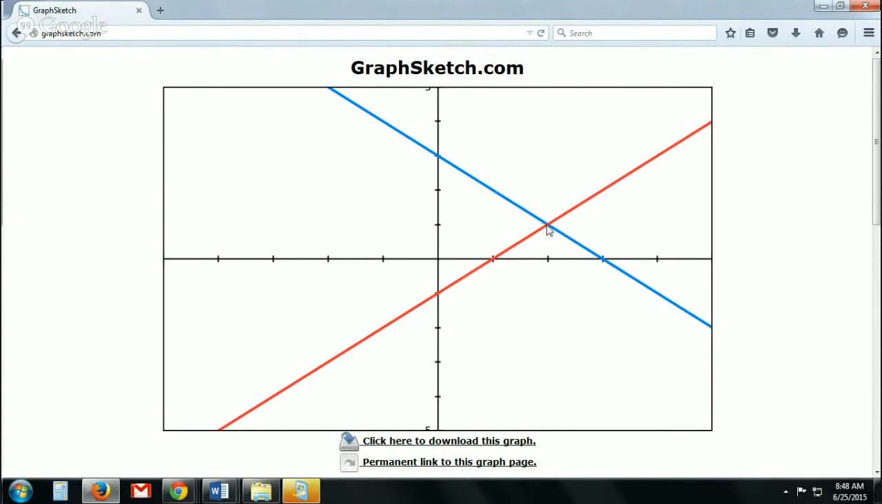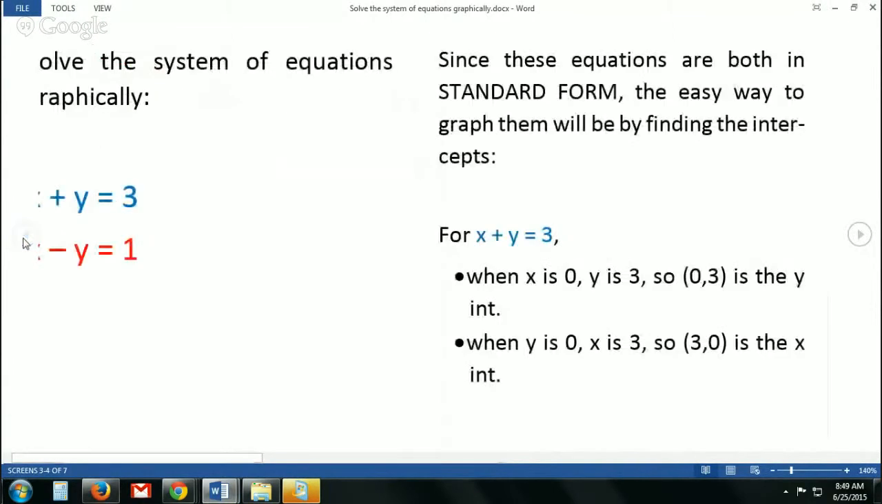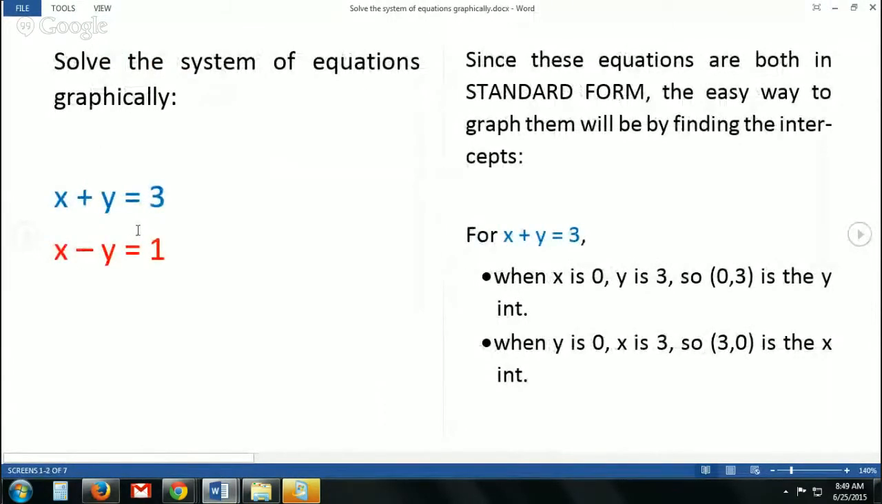Now, that point where the two lines are overlapping, the ordered pair that matches up with it, it's 2, 1. The x value is 2. The y value is 1. If we look at our original equations, let's see if 2, 1 would work in both of the original equations. 2 for x, 1 for y, 2 plus 1, that's 3. 2 for x, 1 for y, 2 minus 1, that's 1. So it did indeed work in both of the equations.